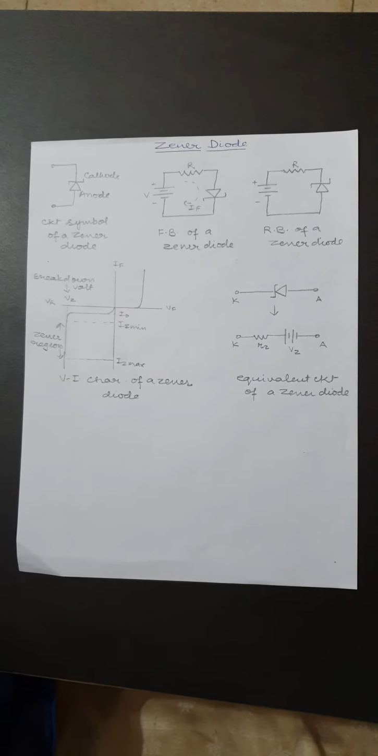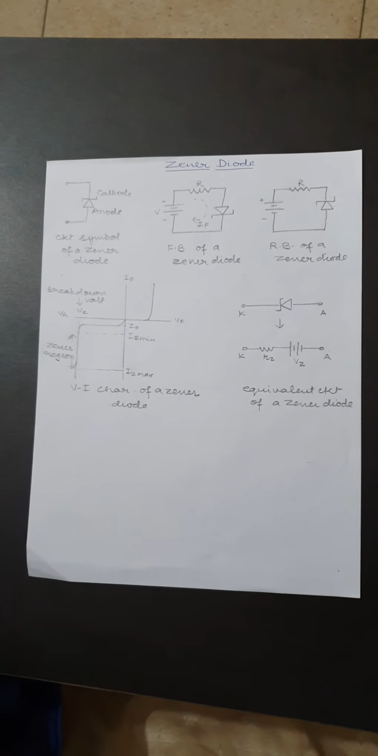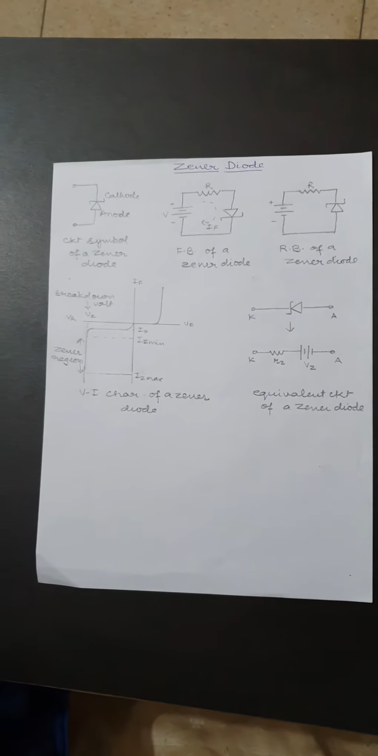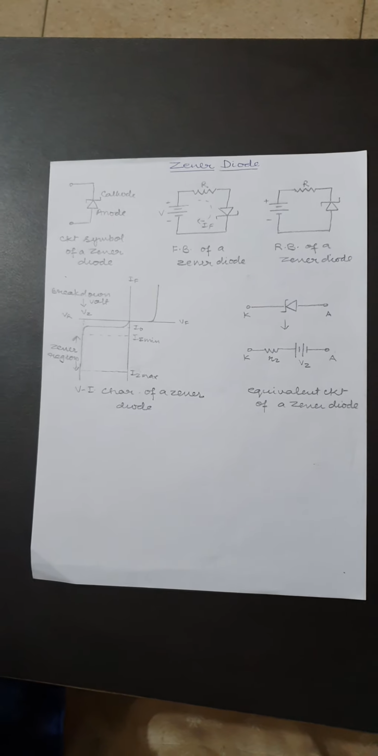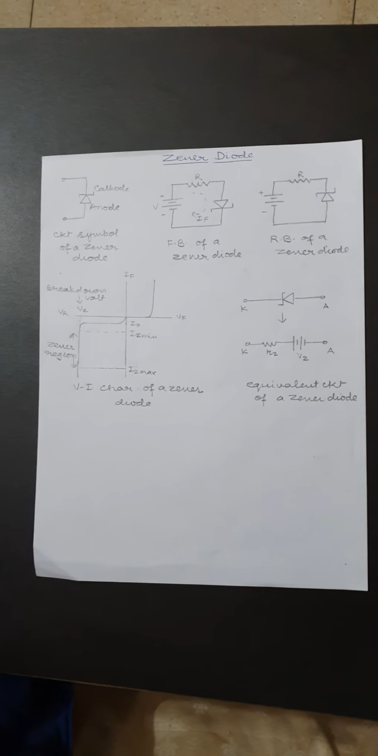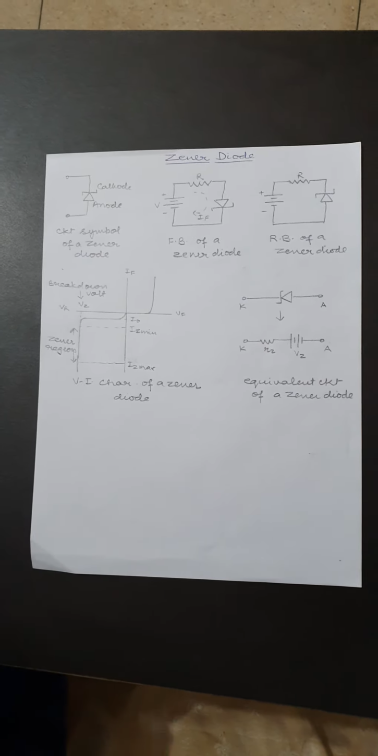When cathode is connected to the positive terminal and anode is connected to the negative terminal of DC source, Zener diode is said to be reverse biased, and Zener diode in the reverse bias condition is used as a voltage regulator. VI characteristic of Zener diode.